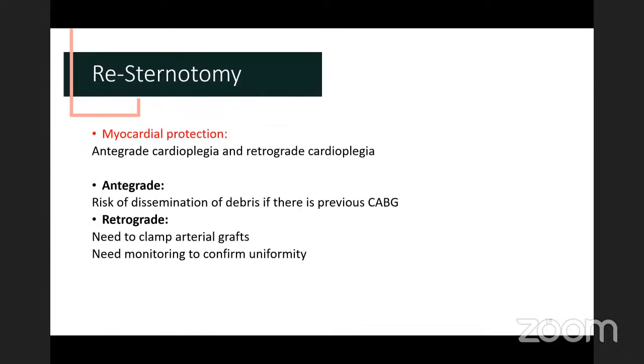In terms of myocardial protection in redo sternotomy, the best and safest option is a combination of antegrade and retrograde cardioplegia. With antegrade cardioplegia, there is a risk of dissemination of debris if there is a previous CABG, and it will not be effective if an arterial graft, LIMA or RIMA, was used. Retrograde cardioplegia needs clamping of the arterial graft and continuous monitoring to confirm the uniformity of the cardioplegia. The best and safest option is induction by antegrade and maintenance by retrograde cardioplegia.